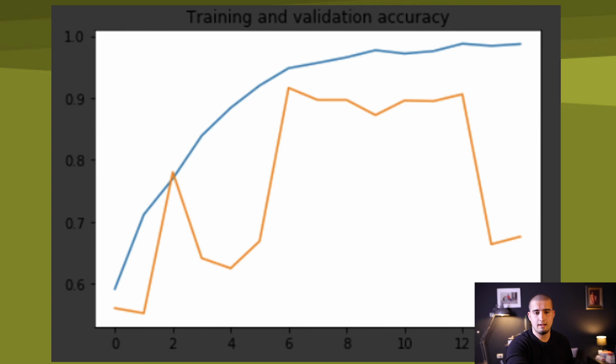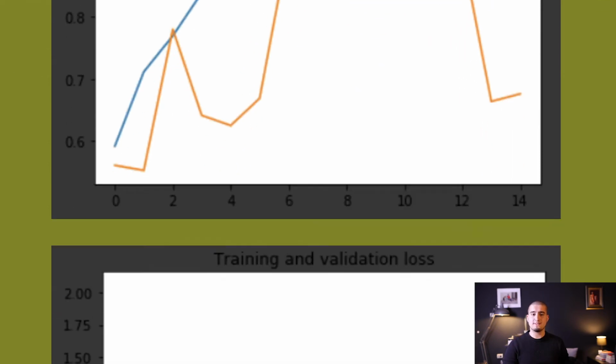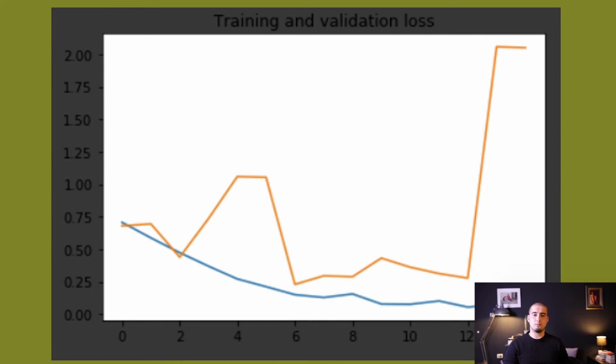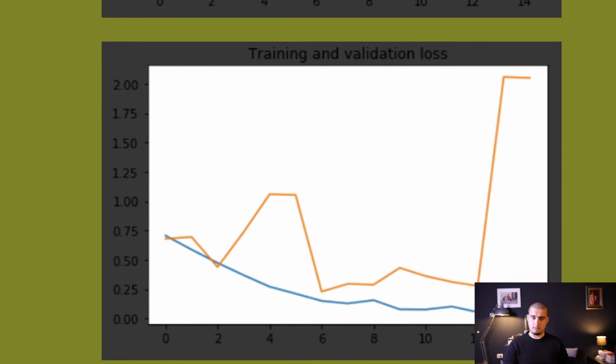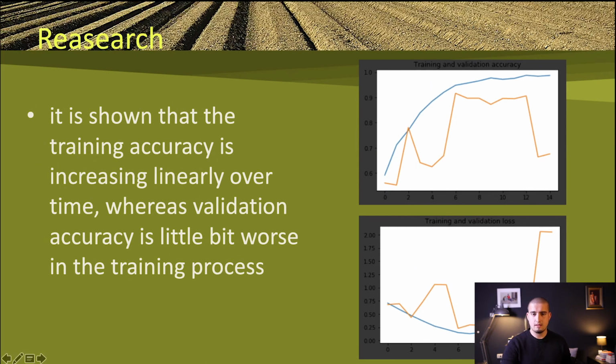So we have accuracy increasing linearly over time, whereas validation accuracy gets a little bit worse in the training process. The training accuracy is linear and is the image on the top, and in the bottom image, the validation accuracy gets a bit worse in our training process.